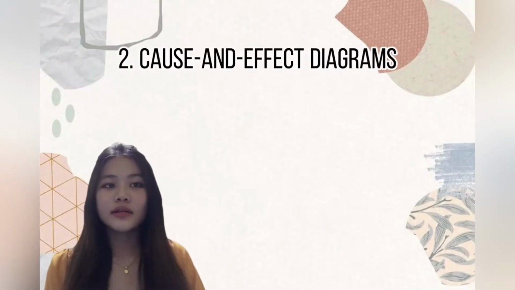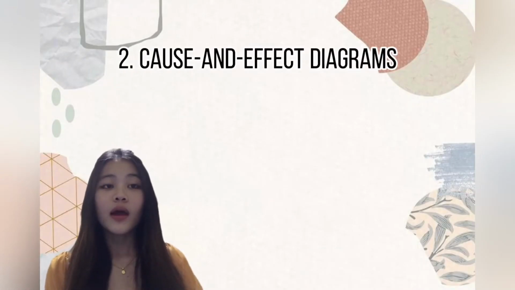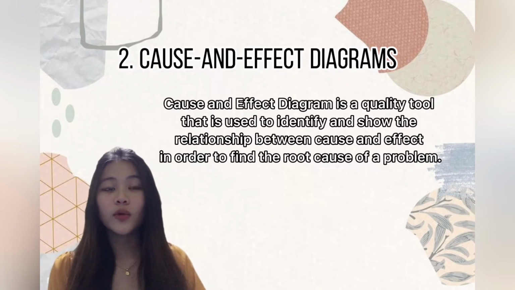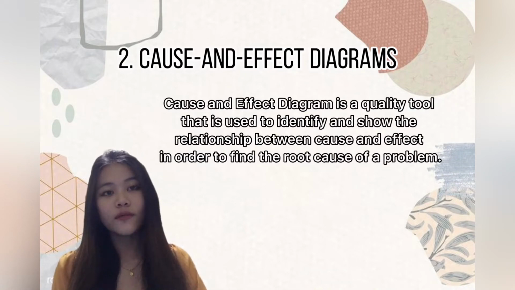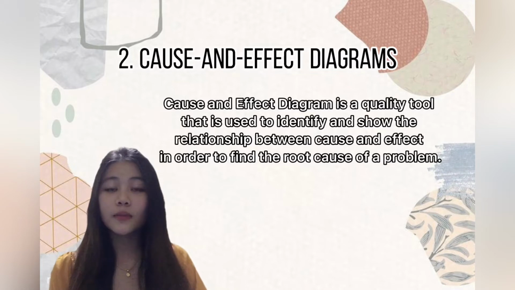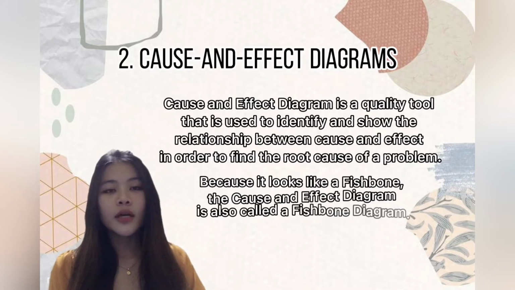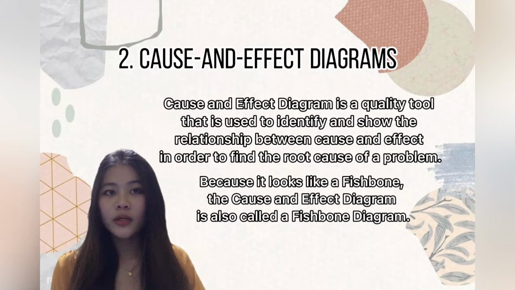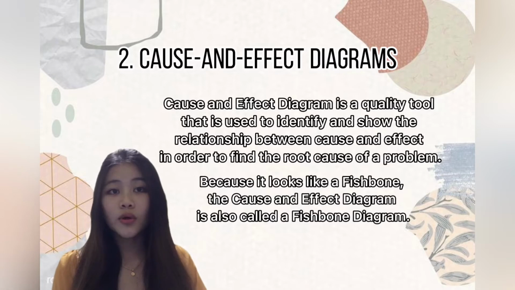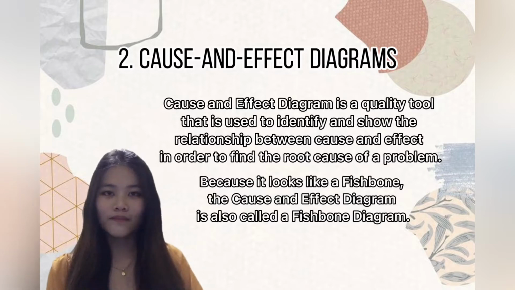And next is cause and effect diagram. Cause and effect diagram is a quality tool that is used to identify and show the relationship between cause and effect in order to find the root cause of a problem. Because it looks like a fishbone, the cause and effect diagram is also called a fishbone diagram.